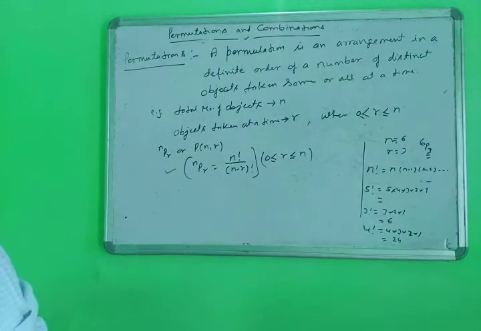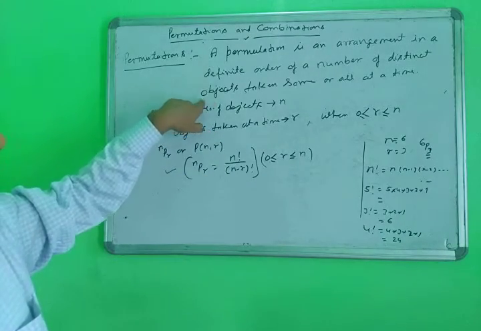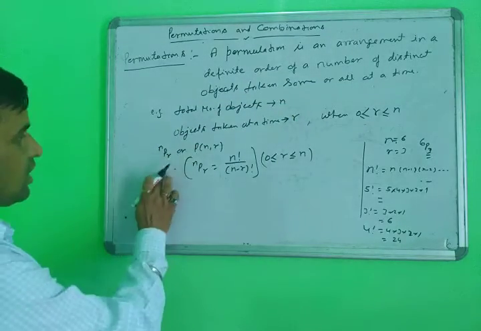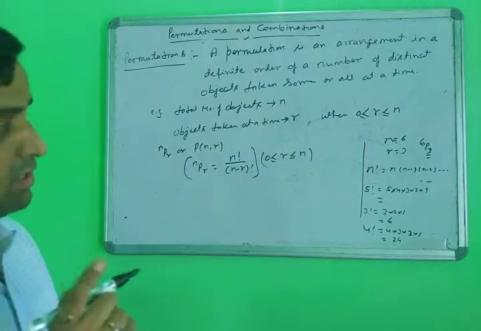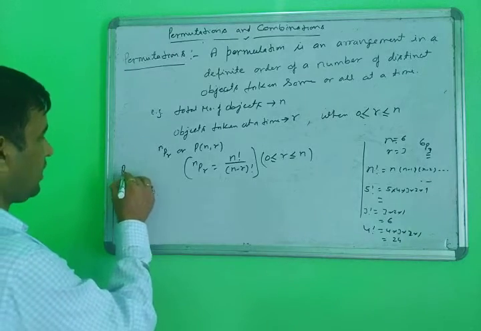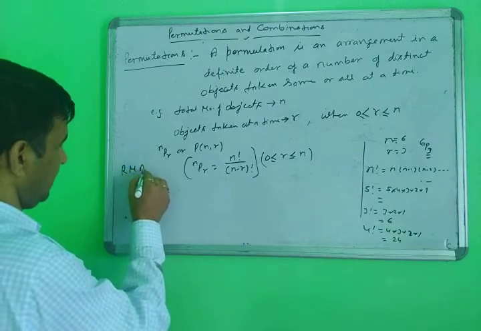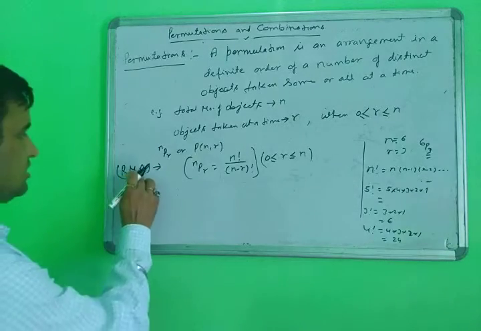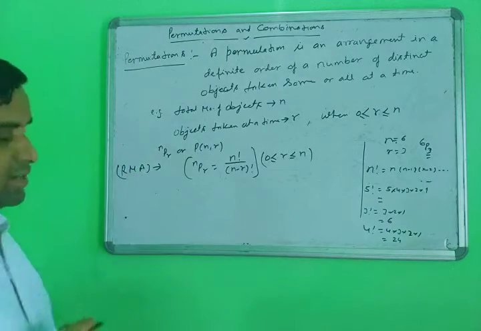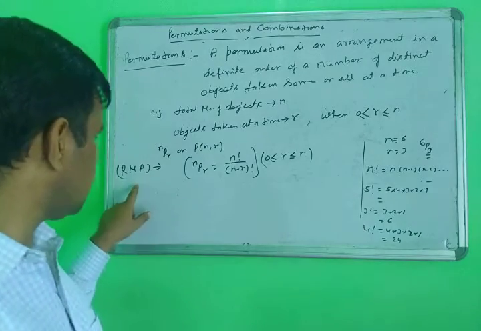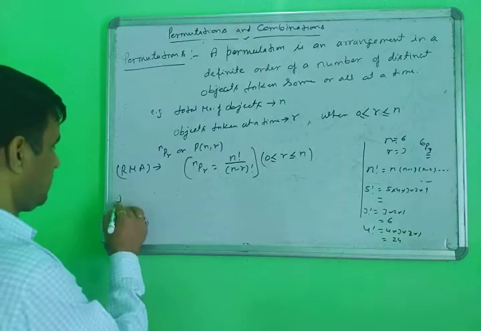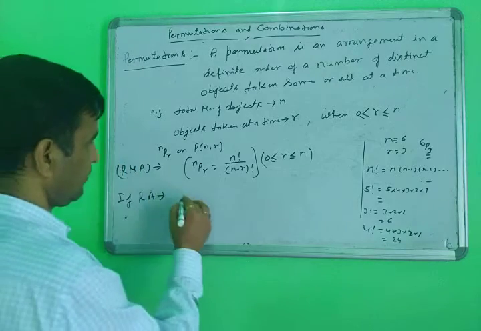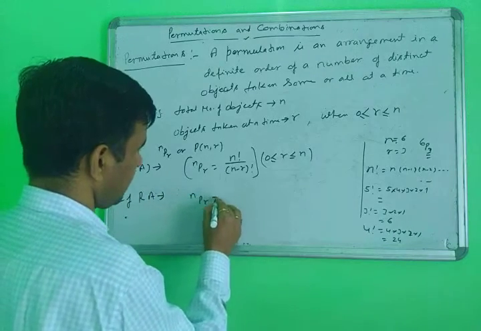Suppose the second case: the objects are different kinds, and here repetition is allowed. In the first case, repetition is not allowed. Here, repetition is not allowed. But when the condition is that repetition is allowed, then what is the value of nPr?